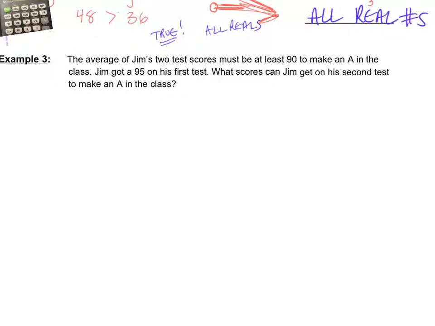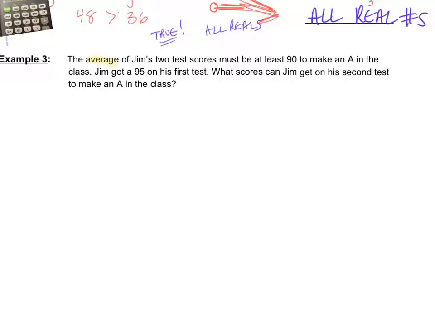Okay, example 3, word problem. Ooh, we do not like word problems. We read them, we get confused. So just read it to tell yourself a story before you look for the math. The average of Jim's 2 test scores must be at least 90 to make an A. He got a 95 the first test. What does he need the second test to make an A? Okay, now we look at the math involved.